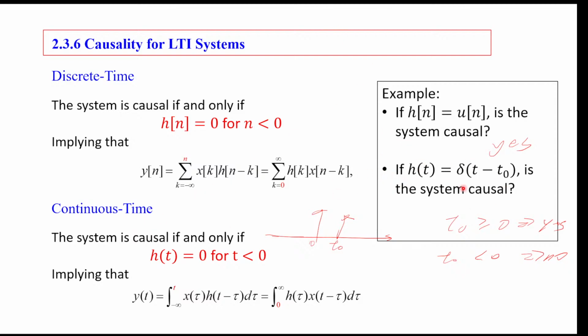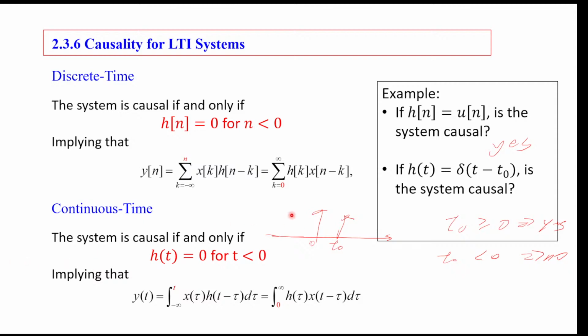So h of t equals delta of t minus t0, and the function looks like a spike at t0. When t0 is greater than or equal to 0, the spike happens after time 0, so the system is causal. If t0 is less than 0, the spike happened before t equals 0, and the system is not causal. We already know what this system is: the time shift system.